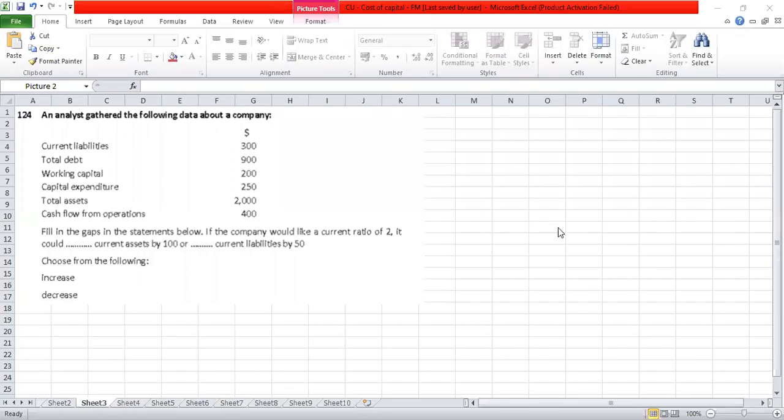Last class we discussed a few ratios and the ratio analysis. Some of the questions which we can solve in the class, I will take you through that.